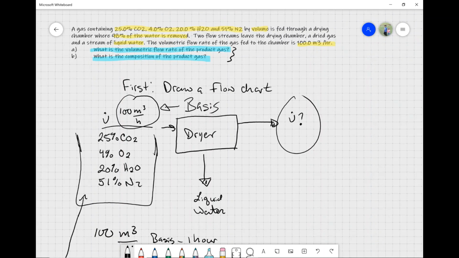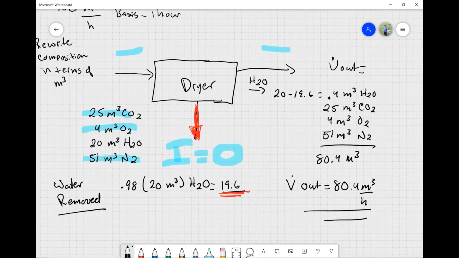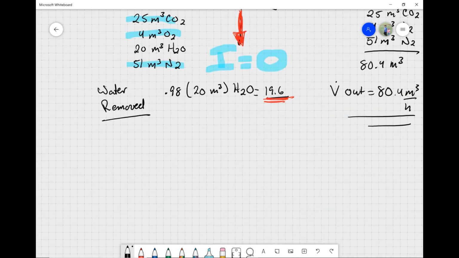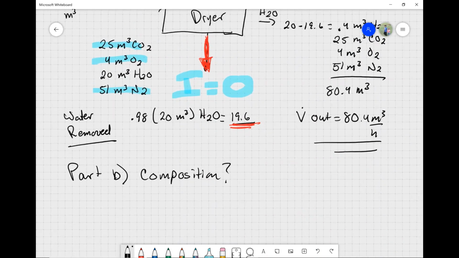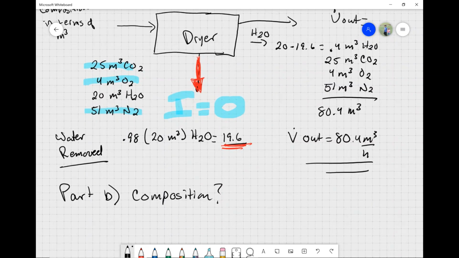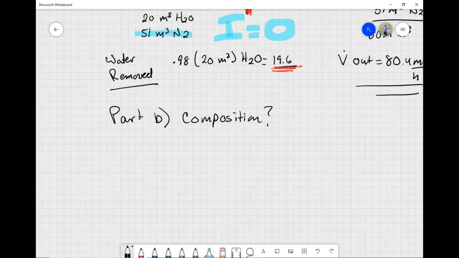So we want to know what the volumetric flow rate of the product gas is. We know what it is. Part B is the composition. What's the composition? And that's basically the volume fraction of the constituents. And if you remember when we were doing mass and mole fraction, Vx equals Vi over V total.